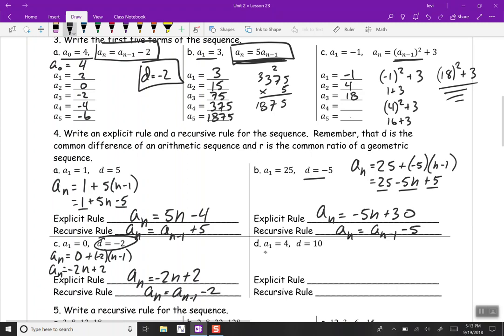Our last one, a sub n equals 4 plus 10 times the quantity n minus 1. 4 plus 10n minus 10. So a sub n equals 10n, and 4 minus 10 makes -6. So our recursive rule is a sub n equals a sub n minus 1, and our common difference is 10, so plus 10.